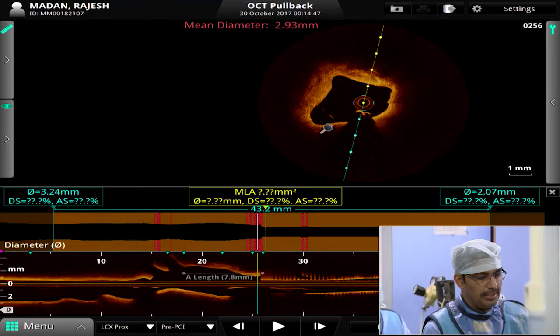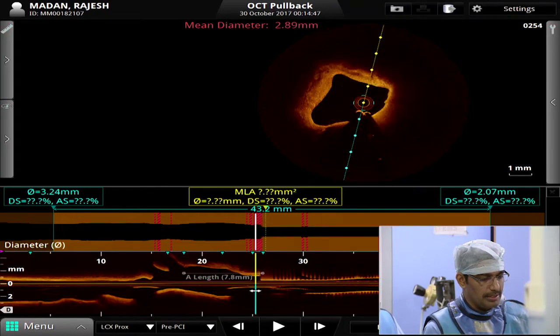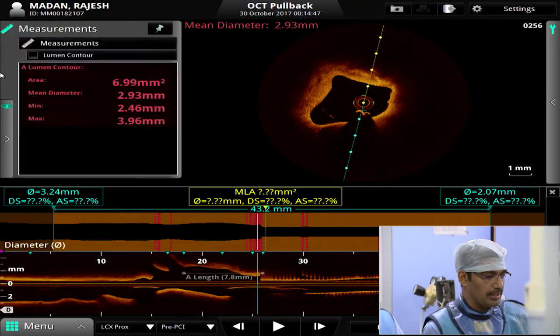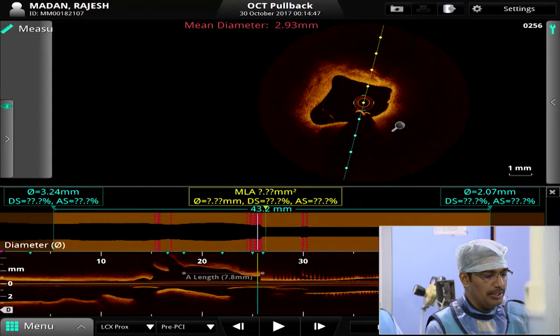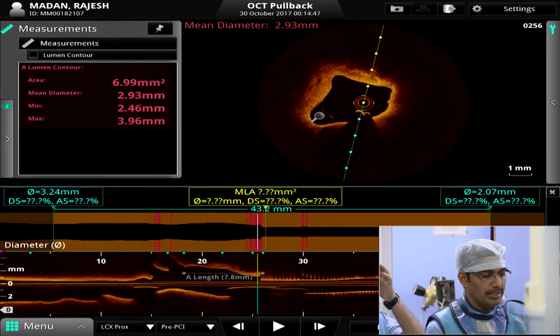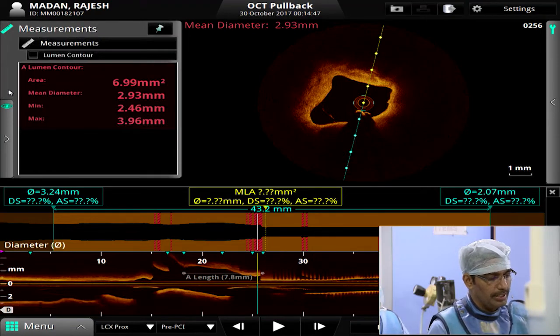Can you see here? This is the left main ostium, most probably. And even though the area is big, about 12 to 14, there is a lot of disease. So we thought we had to extend into the ostium, into the aorta.